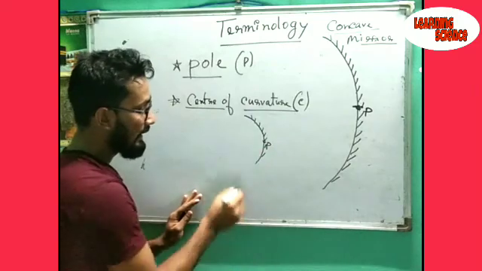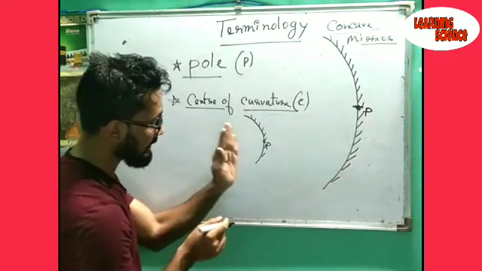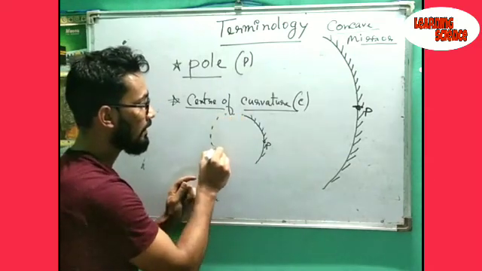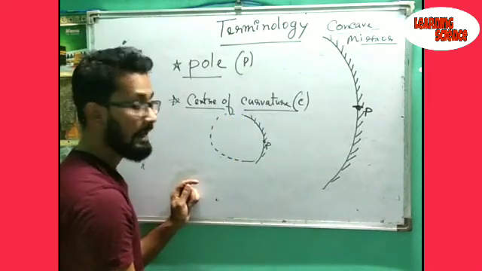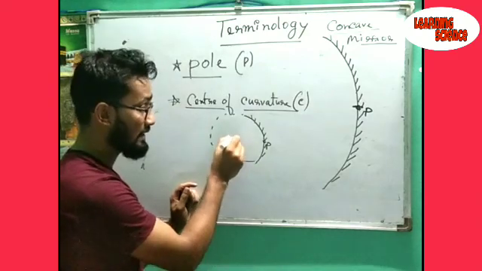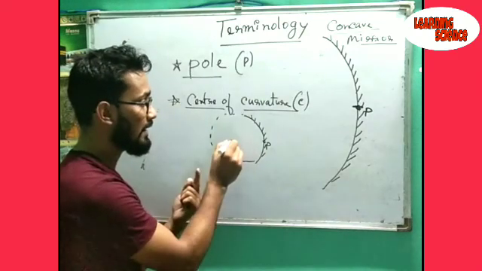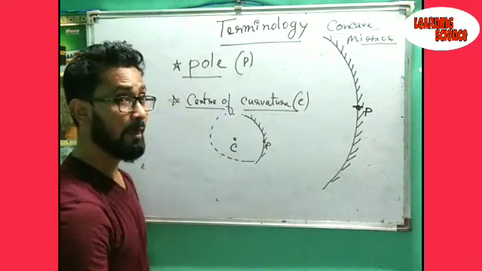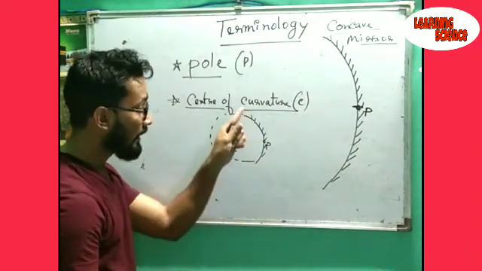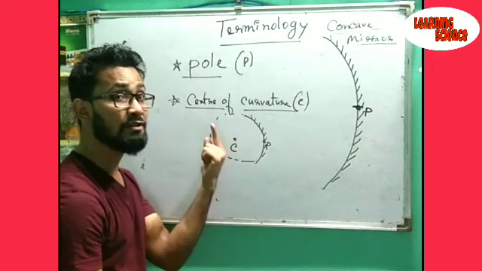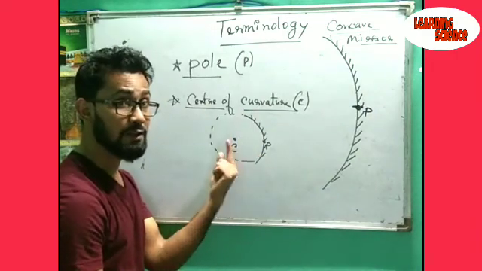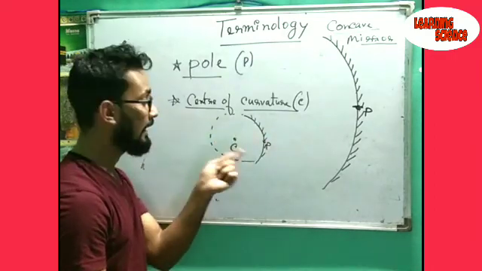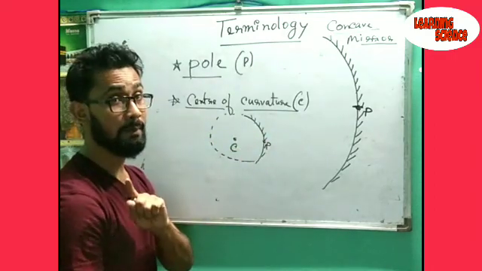Now we know that this mirror is a part of a sphere. And this sphere, like every sphere, has a center. So this center is called the center of curvature. Again, we know that our mirror is part of a sphere, and every sphere has a center. So this sphere has a center, and this center is called the center of curvature.